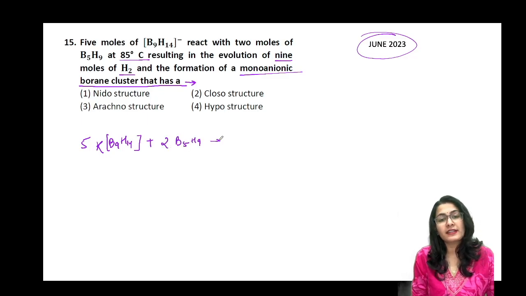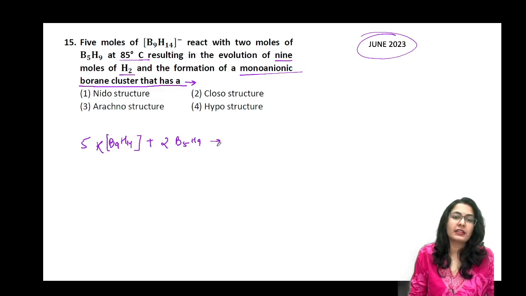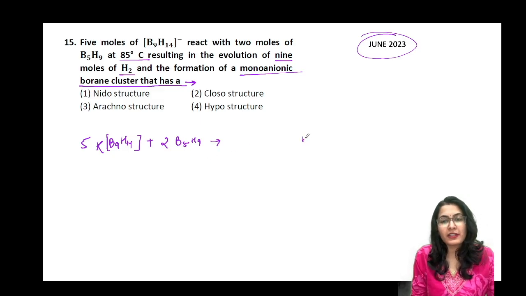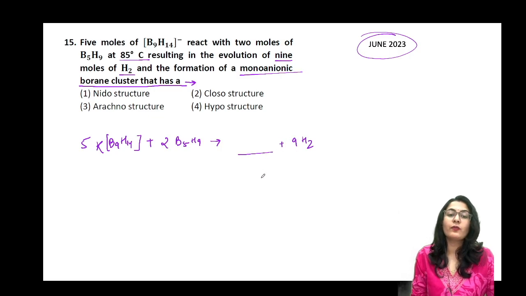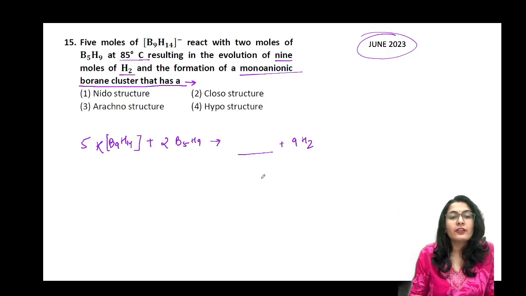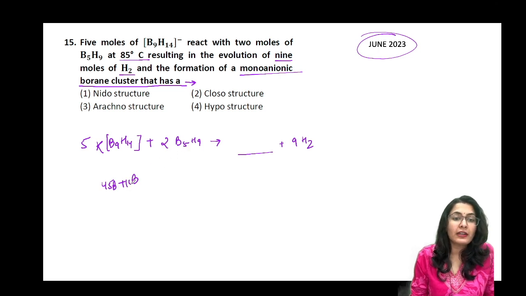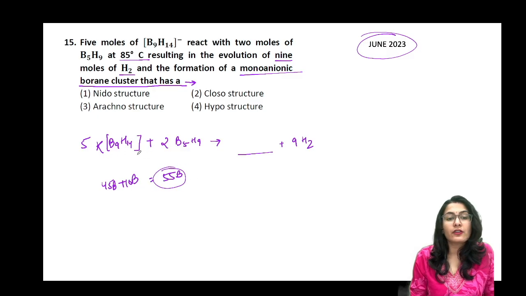Now what is to be done? What can be done? Already it is mentioned 9 moles of hydrogen. So you are just trying to find out which borane has formed. So हम क्या करेंगे? This is very simple. Just add everything. 5 into 9 is 45. So 45 boron from this side plus 5 into 2, 10 boron from this side. Total कितना हो? 55 boron. Isn't it? Yes. Add the hydrogens now.